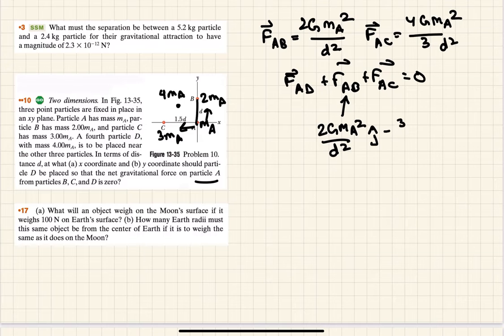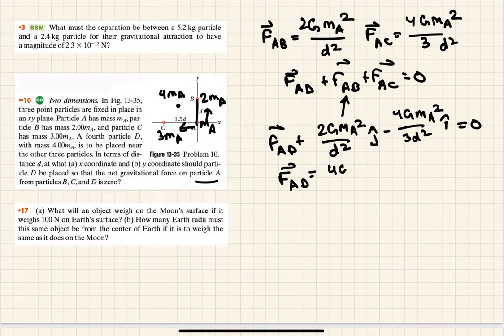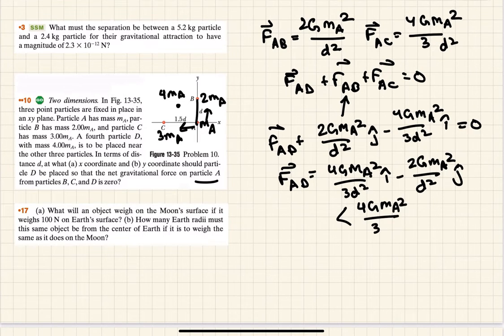So i hat is the x-axis, j hat is the y-axis. And this is actually minus 4 G mA squared over 3 d squared i hat is equal to 0. And we just have to solve for FAD. This looks very simple because now you just move everything to the other side and you're going to get FAD is equal to positive 4 G mA squared over 3 d squared i hat minus 2 G mA squared over d squared j hat. And that just gives us the vector. No need to actually combine any vectors. This is a very easy problem, or not very easy, just easier than you're probably going to get. So that gives you your vector form for AD.